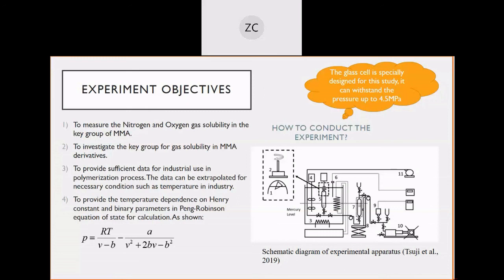For the methodology, we will use the experimental apparatus as shown in the schematic diagram. In addition, the glass cell is specially designed for this study and it can withstand pressure up to 4.5 megapascal.